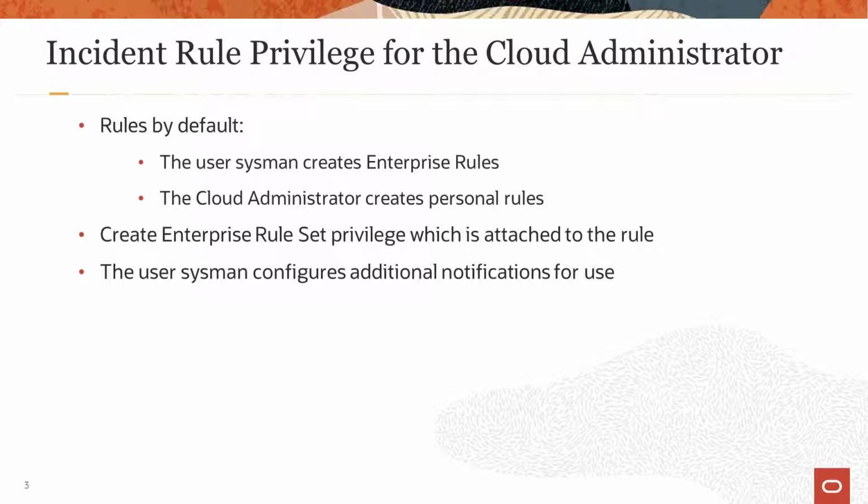This privilege is attached to the rule, which means that for any rule, the features enabled for editing the rule are consistent with the privilege in place for the user when the rule was created. For example, a cloud administrator cannot edit a rule to include additional notifications in rules created before the privilege was granted. And when the cloud administrator creates a rule with the privilege enabled, additional notifications are available even if the privilege is revoked for the administrator after the rule was created. The additional notifications must be configured by the user Sysman or another user with the appropriate privilege.